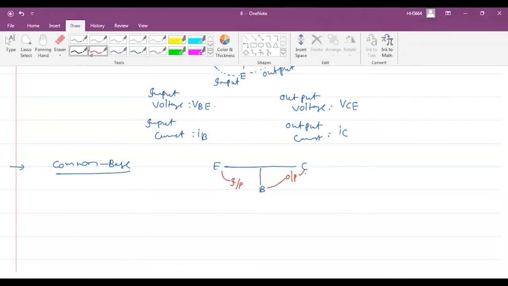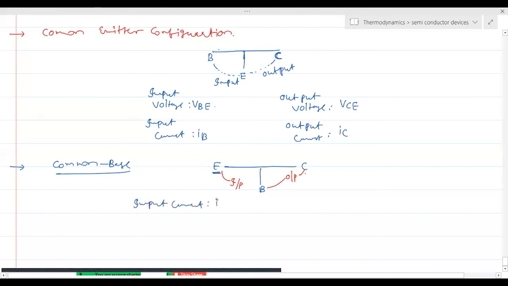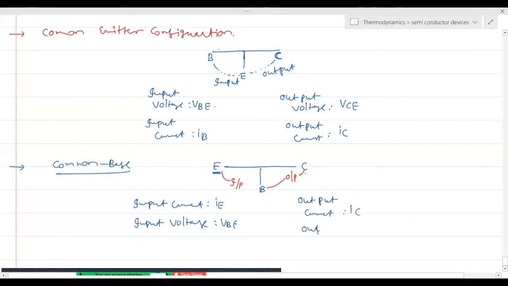You should be very careful in understanding this. Here the input is the emitter, so the input current is IE and the input voltage is VEB. When we think of output, as we discussed, the output current is always IC only, and the output voltage we see across VBC.